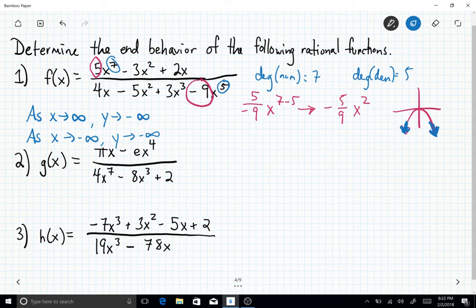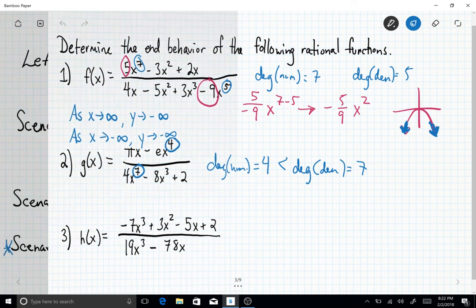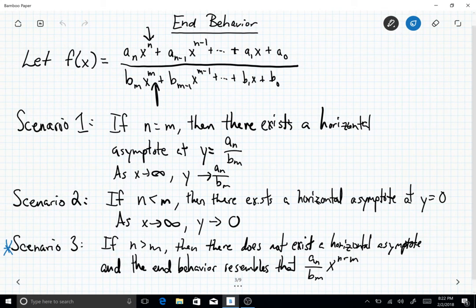So on our next one, notice you have a pi x to the first power minus x to the fourth. So the degree of your numerator is 4 and the degree of your denominator is 7. I'll write that out: degree of the numerator equals 4, and the degree of the denominator equals 7. So this time the denominator wins. I'll go back so we can take a look in our notes. Okay, so we're talking about scenario 2. That means we have a horizontal asymptote at y equals 0.